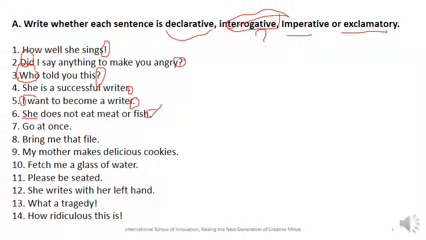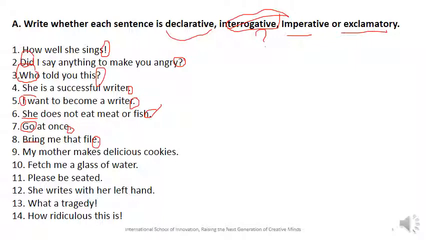Number 7. Go at once or go now. This sentence starts with a verb and ends with a period. So this sentence is making a request or it's ordering someone to do something. So it's an imperative sentence. Bring me that file. It also starts with a verb, ends with a period, and it's asking someone to do something. It means it's an imperative sentence.